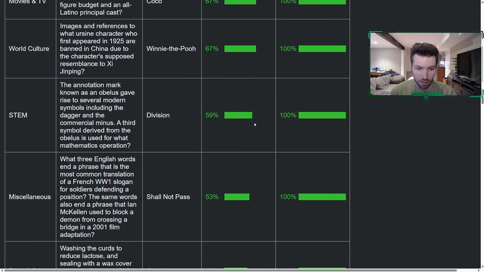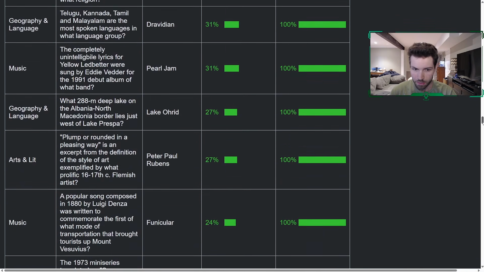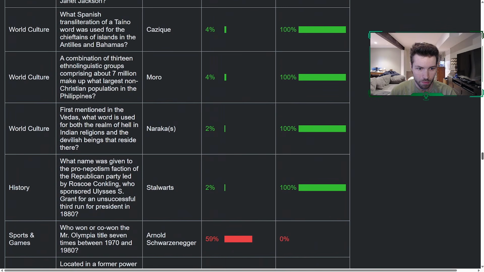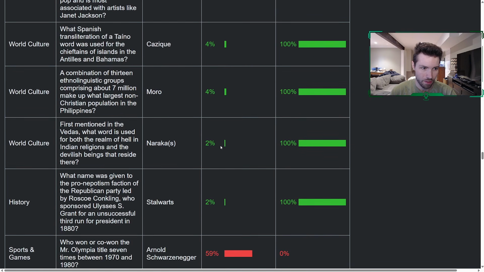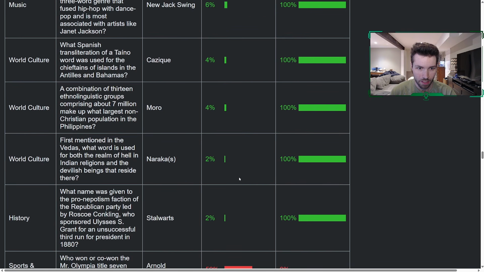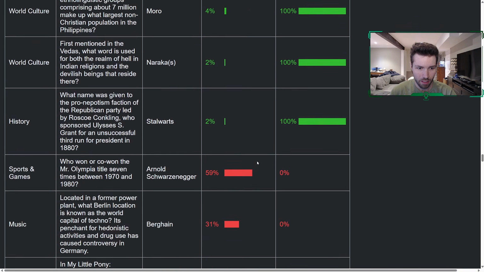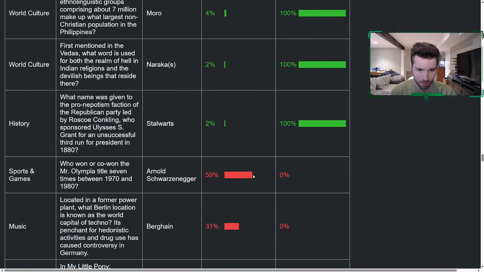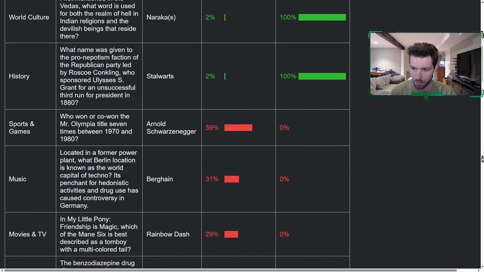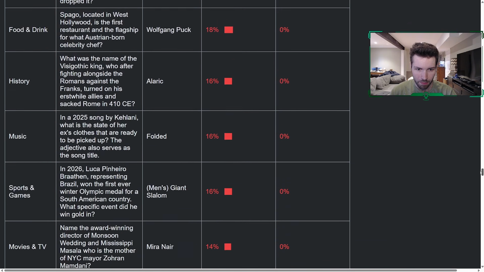Okay, we can look at the stats here. Go down. What was the hardest one that I got? 2% for stalwarts. Nice. And Naraka, too. I figured Naraka was hard. Yeah, that makes sense. I think 2% might mean I'm the only one to get it, so that's pretty fun. Apparently, the bodybuilding thing was pretty easy, but I've never heard of Mr. Olympia. Probably guessable, though. Everything else was not that bad.